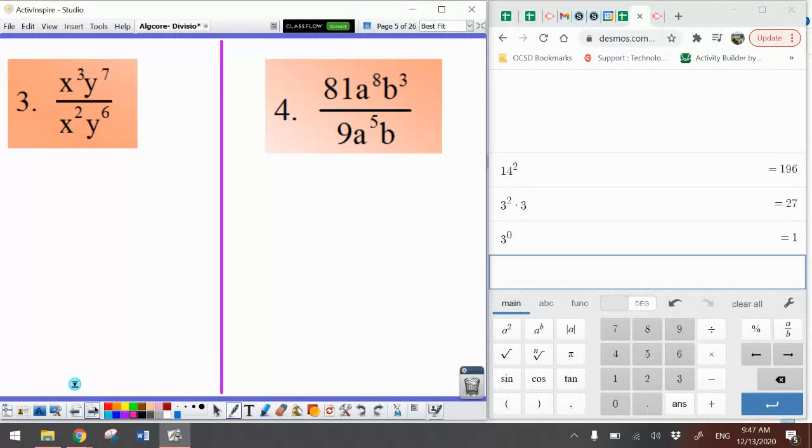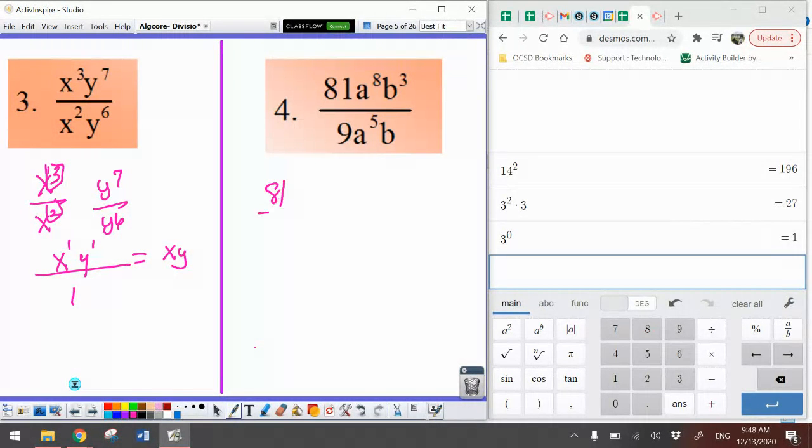Okay, try this next one, see what you can do with it, and then we're going to look at what happens when we all of a sudden throw some numbers in there. All right, let's see how you did. So x3, x squared, y7, y6. If I subtract my powers, I'm left with x to the first on the top and y to the first on top, which is really just xy.